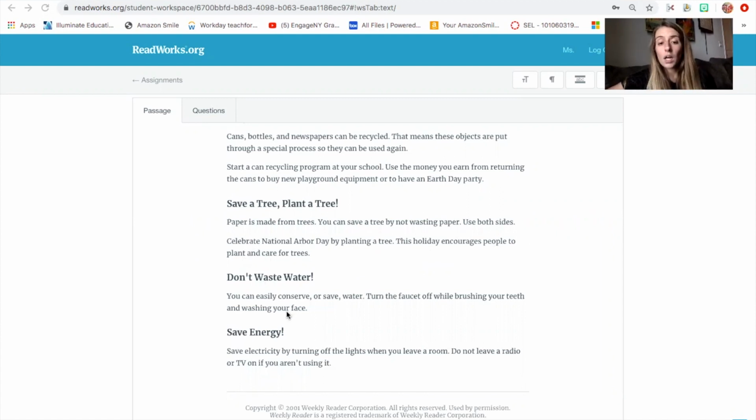Don't waste water. You can easily conserve or save water. Turn the faucet off while brushing your teeth and washing your face. Save energy. Save electricity by turning off the lights when you leave a room. Do not leave a radio or TV on if you aren't using it.